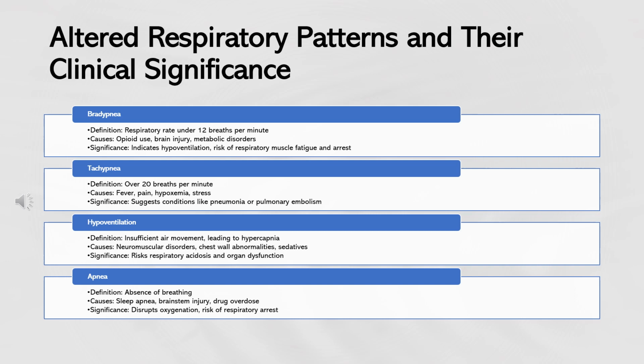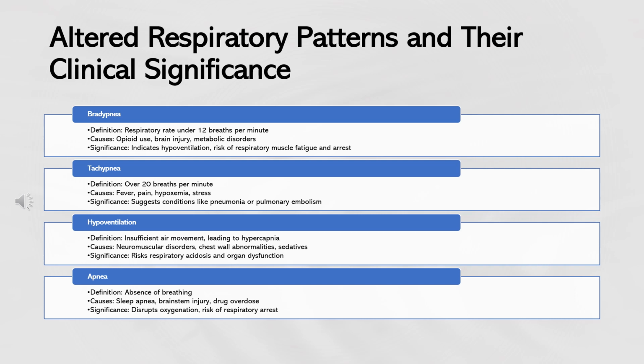Cheyne-Stokes respirations are an irregular pattern that involves cycles of increasing and decreasing breaths followed by periods of apnea. It's seen in patients with heart failure, stroke, or brain injuries. It indicates severe neurological impairment or end-stage heart failure and requires careful monitoring and management.